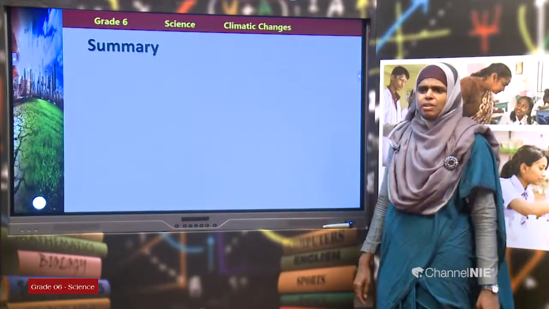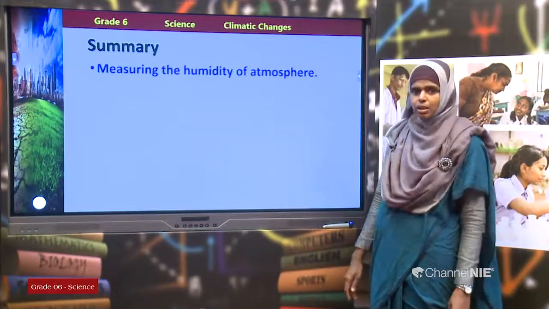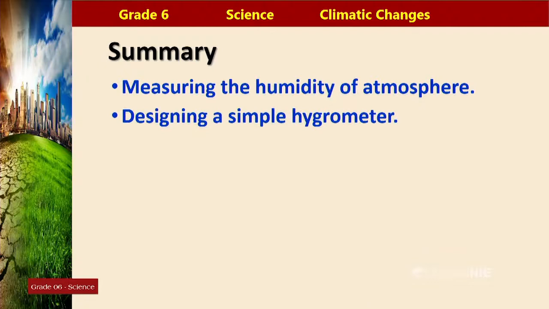Let us see what we have learned today. Yes, children, at the beginning of the lesson we learned about humidity. What is humidity and how to measure the humidity, and we designed an apparatus to measure the humidity. We call it a hygrometer. We designed a simple hygrometer in order to measure the humidity of the atmosphere.